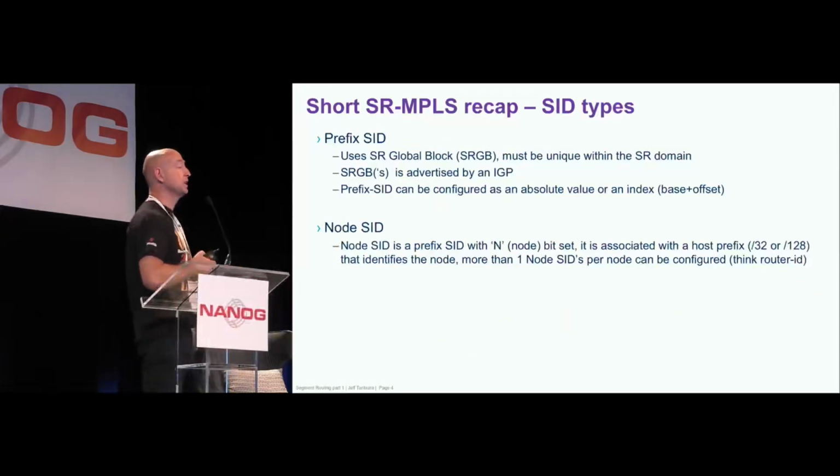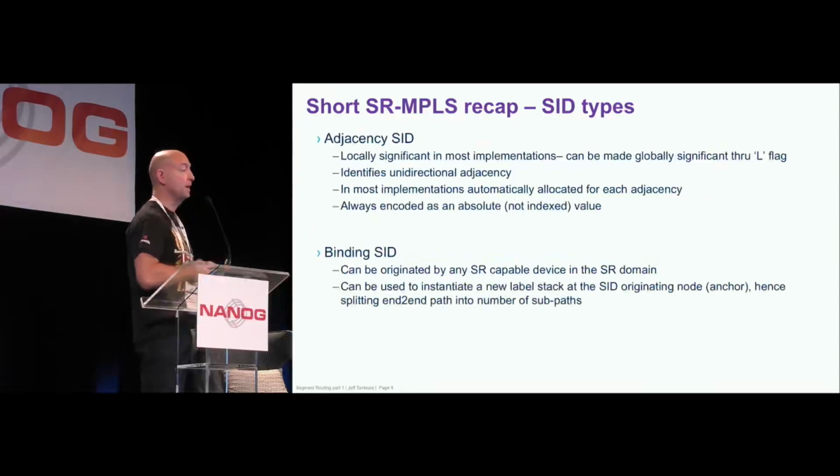So, a short recap on SR-MPLS. Prefix SID uses the global block, and could be either an absolute value, so the label itself, or an index, where it uses a base advertised by the neighbor plus an offset. Node SID is a type of prefix SID that usually identifies the device itself. So if the SID on the list is a node SID, we would use the shortest path computed by the IGP to go to this node. Adjacency SID is a SID that identifies a particular IGP adjacency, or a link, unidirectionally to the next device. It gives us the ability to deviate from shortest paths and implement traffic engineering.